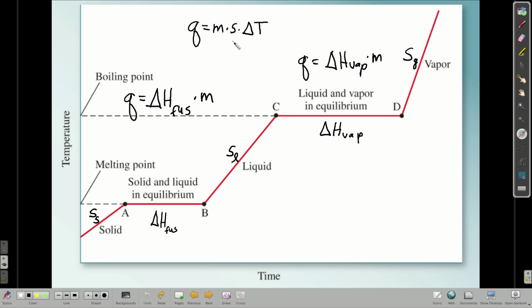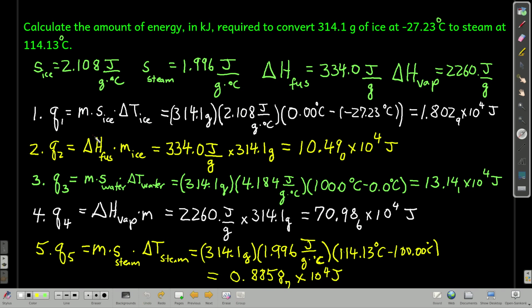So for Q1, we're going to use m s delta T. For Q2, delta H of fusion times the mass. Q3, m s delta T. Q4, delta H of vaporization times the mass. And Q5, m s delta T, where the s is different here, here, and here. So let's plug those numbers in. Pause this and check out all the numbers here, but this is where all the numbers go.